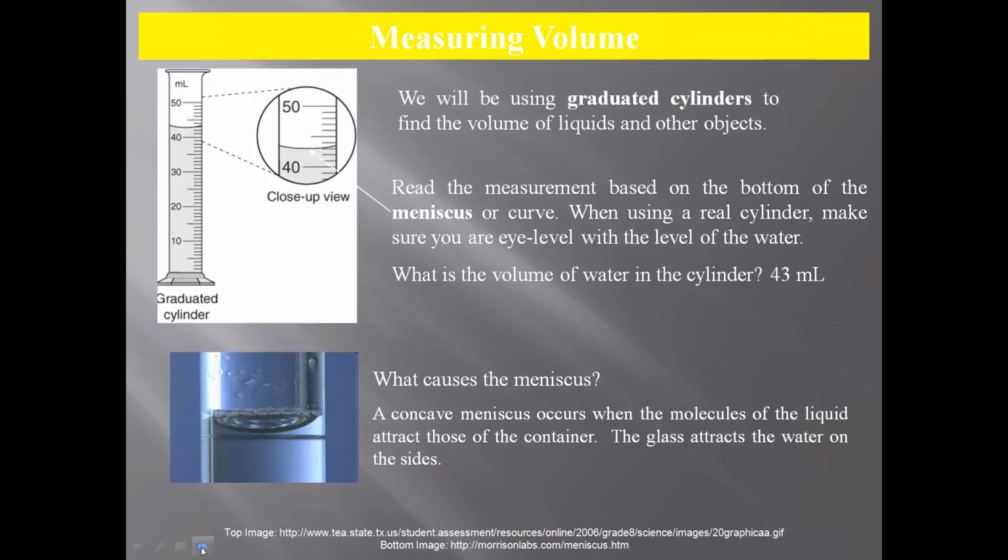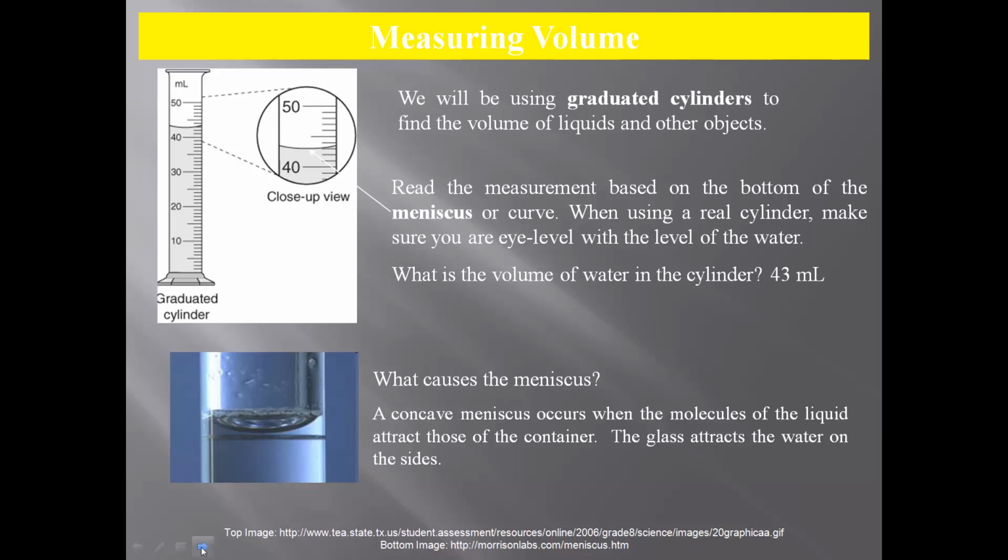When you measure volume, quite often especially liquid, you use what's called a graduated cylinder. And you find the volume of liquids and other objects. When you have a graduated cylinder, you base your measurement on the bottom of the meniscus or the curve. If you look at the picture on the left here, you'll see that you have this curve. So when you use a graduated cylinder, you look for the bottom of that curve.